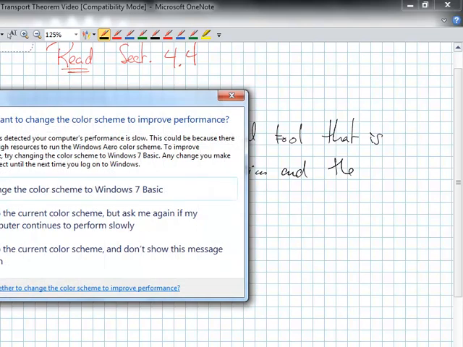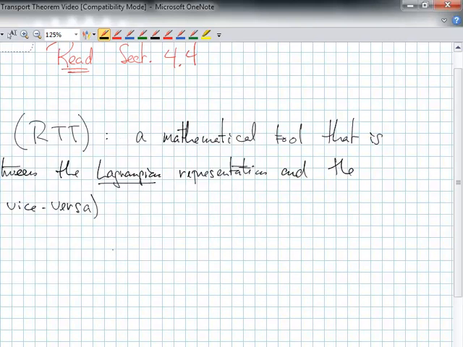So, oops. Don't want to do that. Come on, get out of there. Okay.